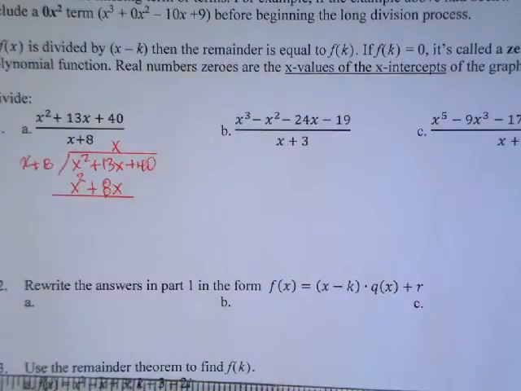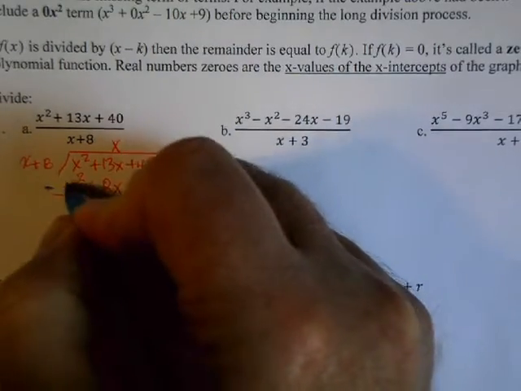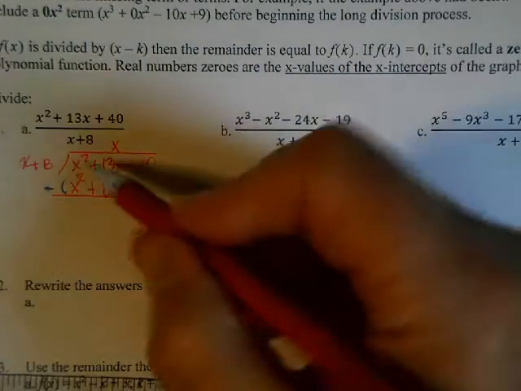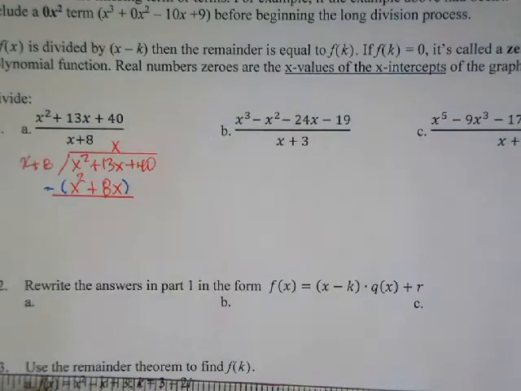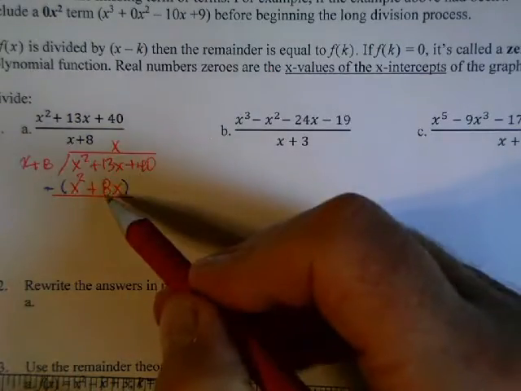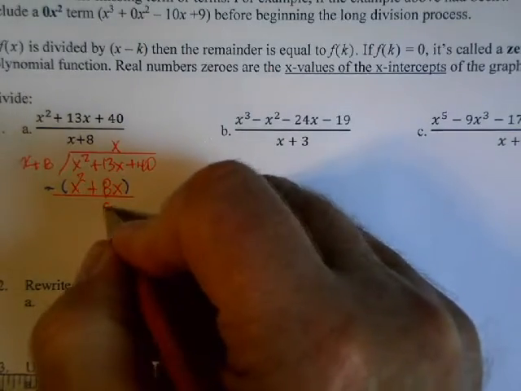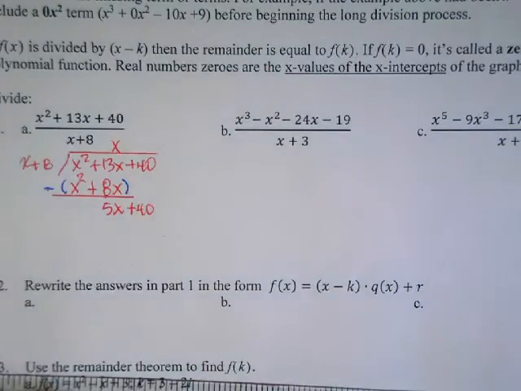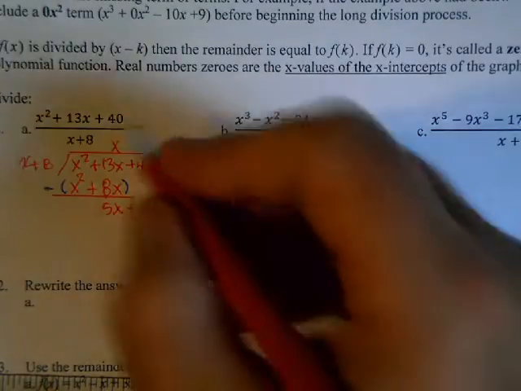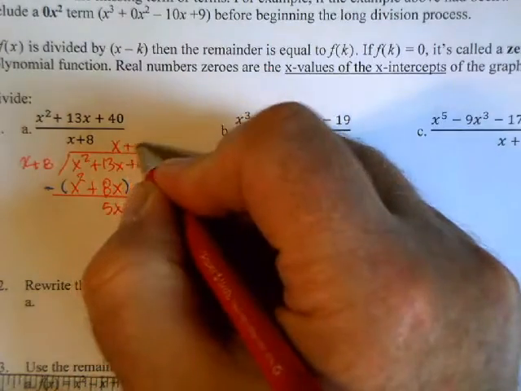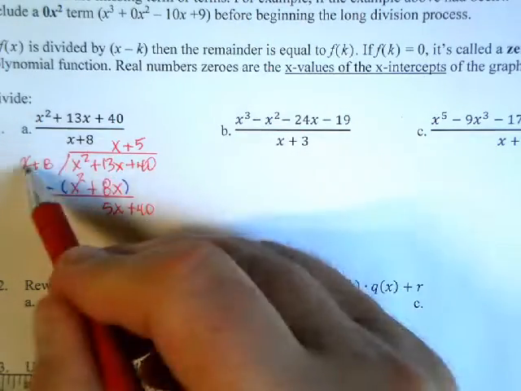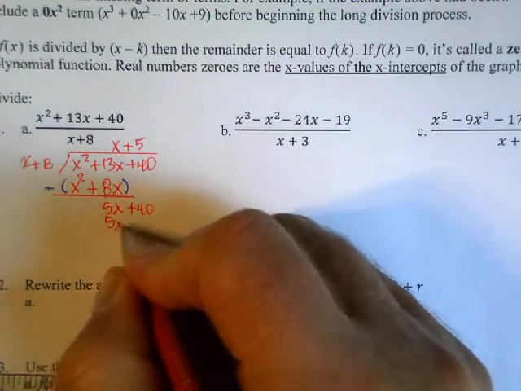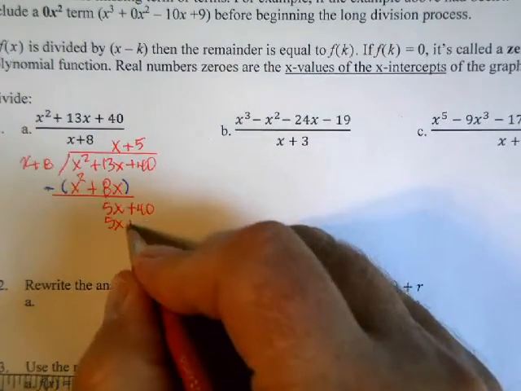Now, I am going to subtract that. So x squared subtract x squared, that'll be gone. The 13x subtract the 8x will give me 5x. Bring down the 40. So now I need a 5, because 5 times x will give me the 5x. 5 times the 8 will give me a 40.